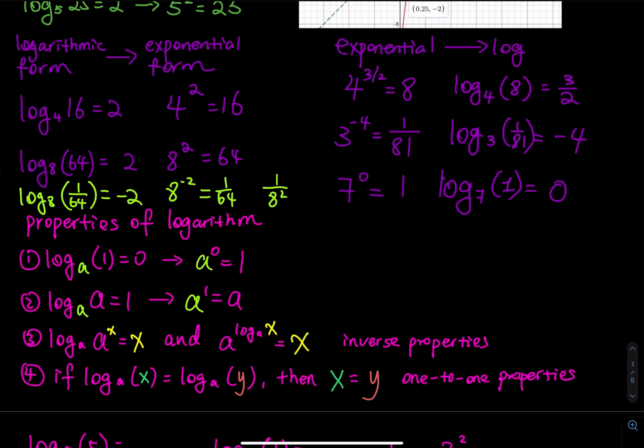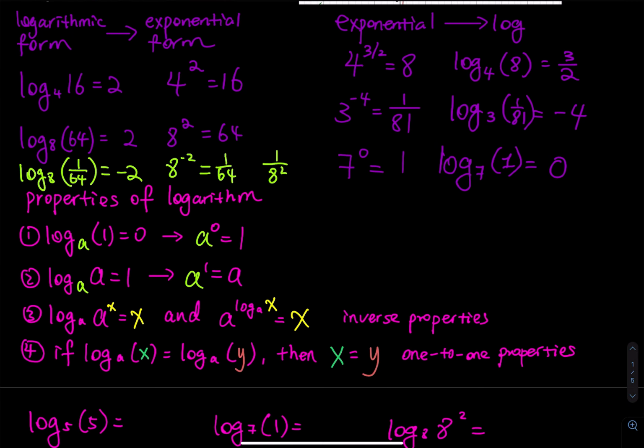And then the next one, log base a of a to the x, that is equal to x, and I color coded the x for you. Also, a raised to the log base a of x, that is equal to x. This is called the inverse properties. And then the last one, the one-to-one properties: if log base a of x equals log base a of y, notice they have the same base a and base a, then x is equal to y. This is the one-to-one property. They are not that hard to use.